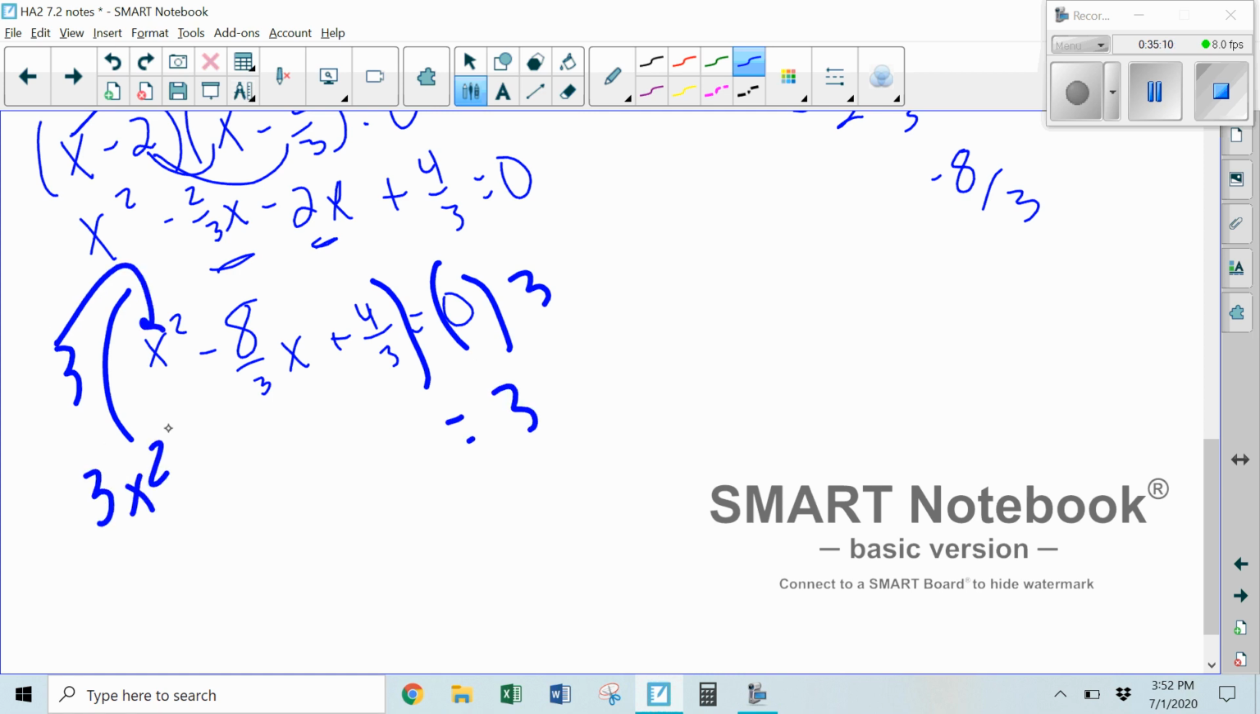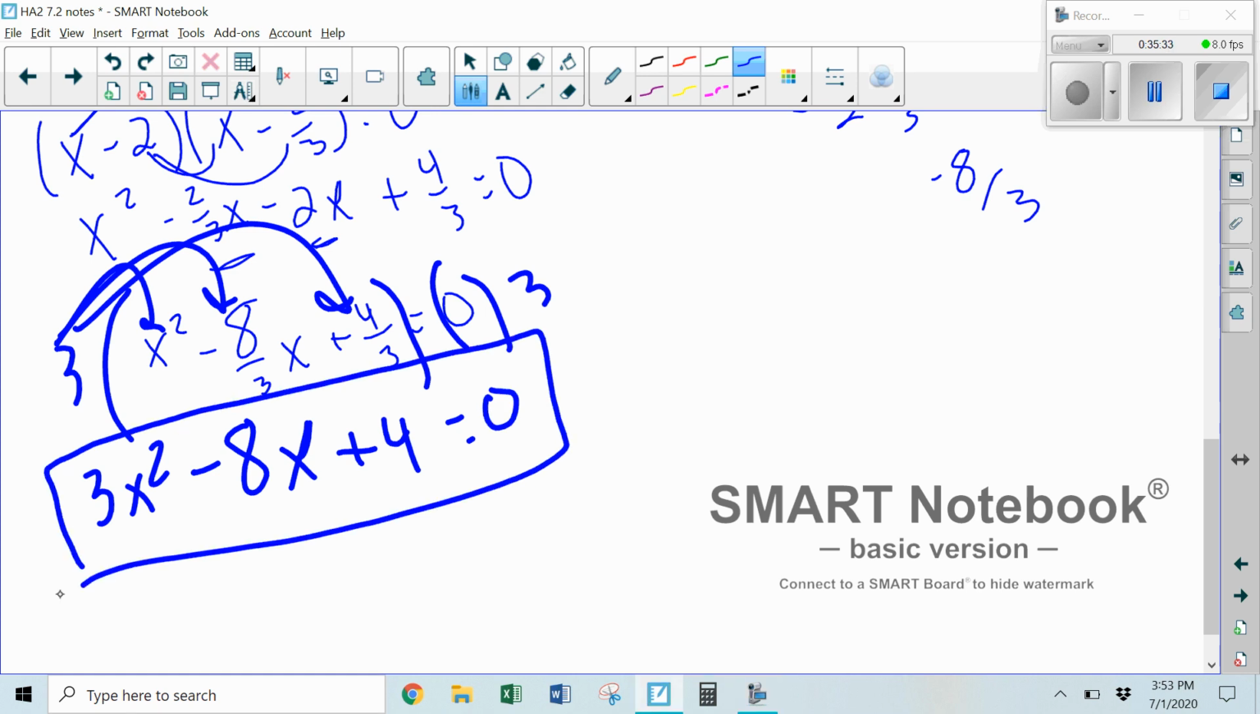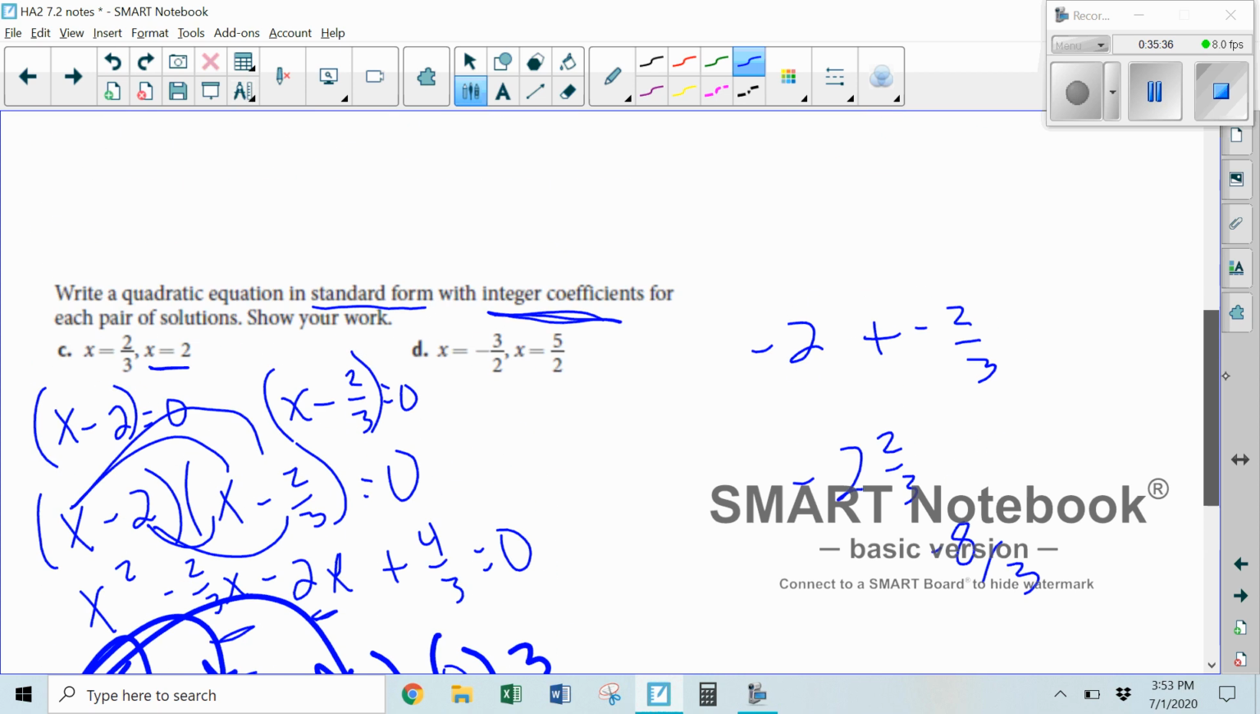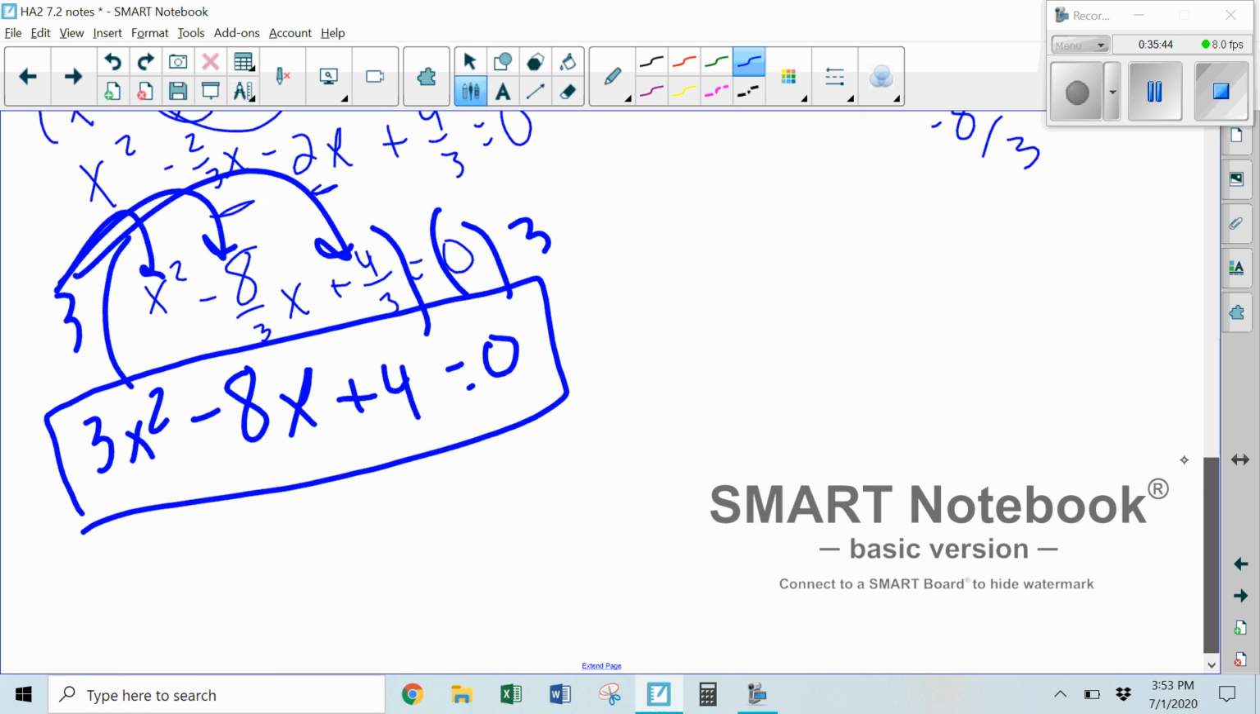So 3x squared minus 8x plus 4. Sorry, I think I said it right, but I wrote it wrong. This should be 0 times 3, of course, is 0, not 3. So this would be my equation. That's my answer because it asked me for a quadratic equation whose solutions are these, and that is what I get.